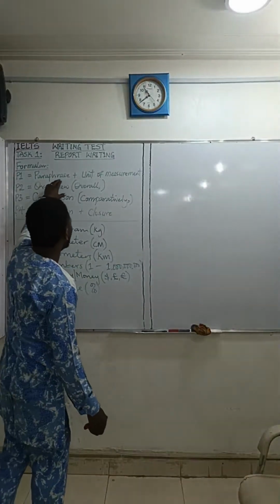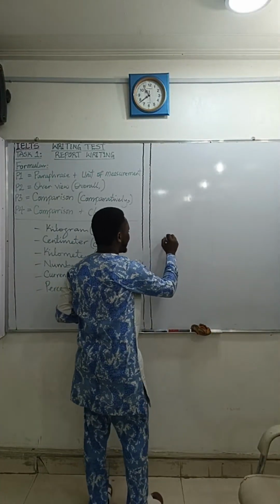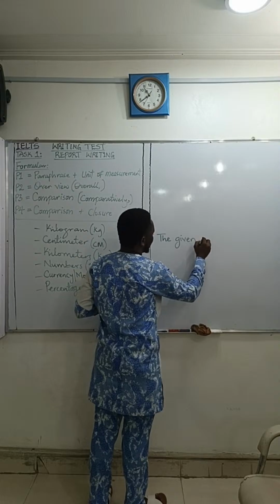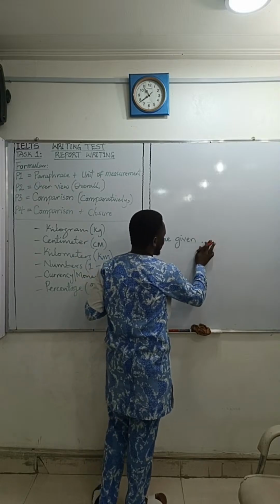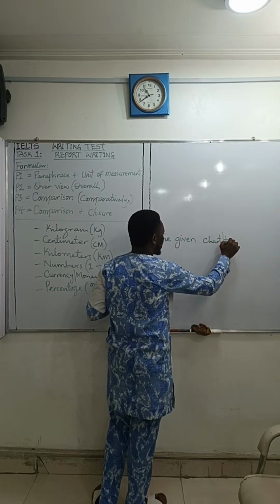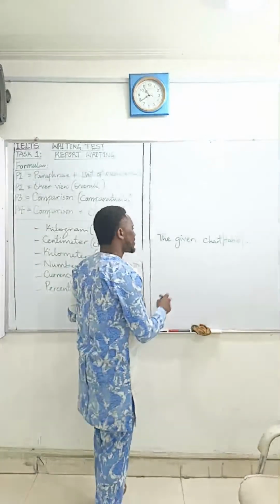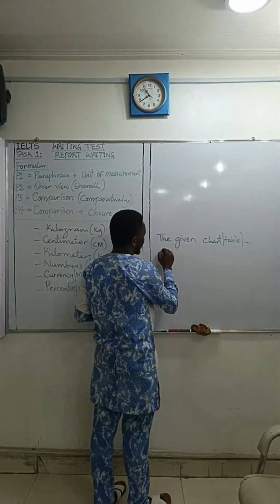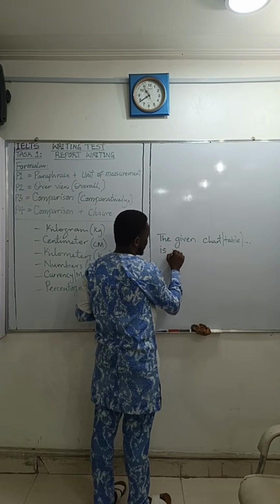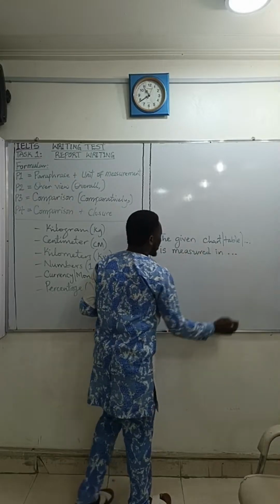Now, after you must have paraphrased the question, you now launch your unit of measurement by writing the given, whatever it can be: chart, table, histogram. The given chart or table or histogram is measured in whatever it is.